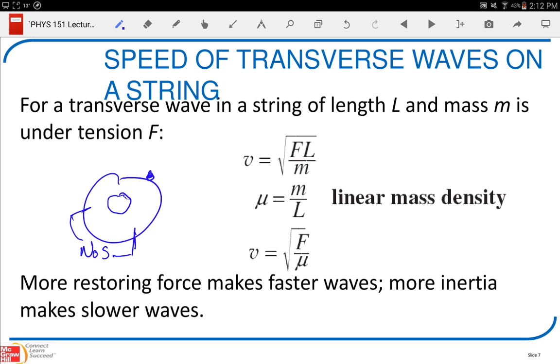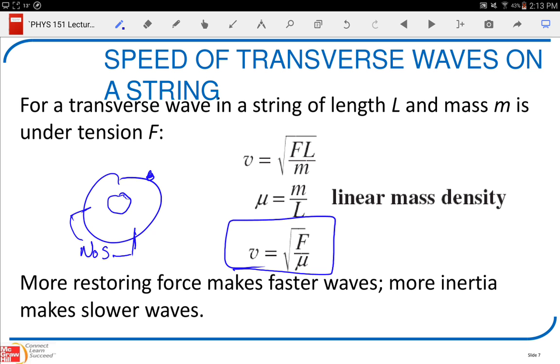We do the wave on a string before we do the sound wave because it helps us understand the sound wave better. So the speed of a wave on a string: there's not really a shear modulus for a string, so we have to do something that shows us what the shear modulus would be. It turns out the speed of a wave on a string is the square root of F, the force of tension in the string, divided by mu, the linear mass density, the mass per unit length of the string.